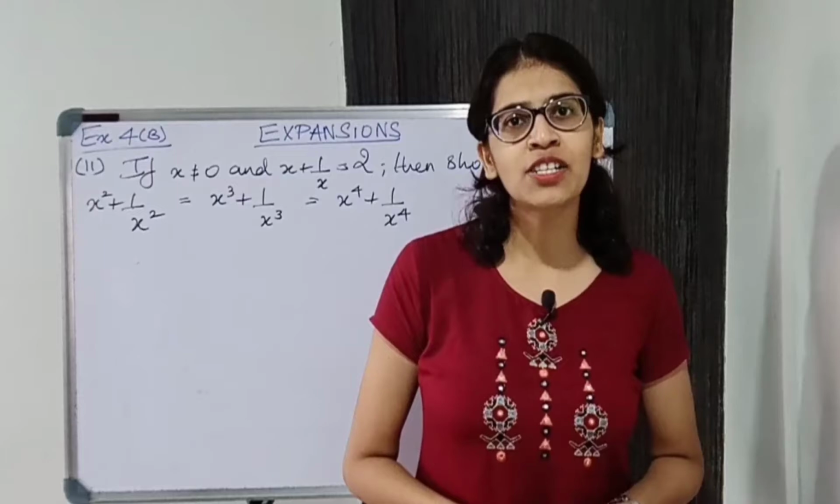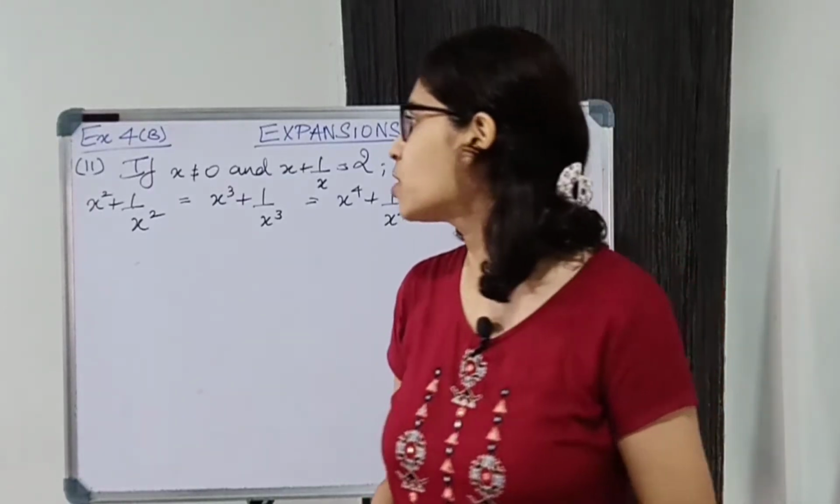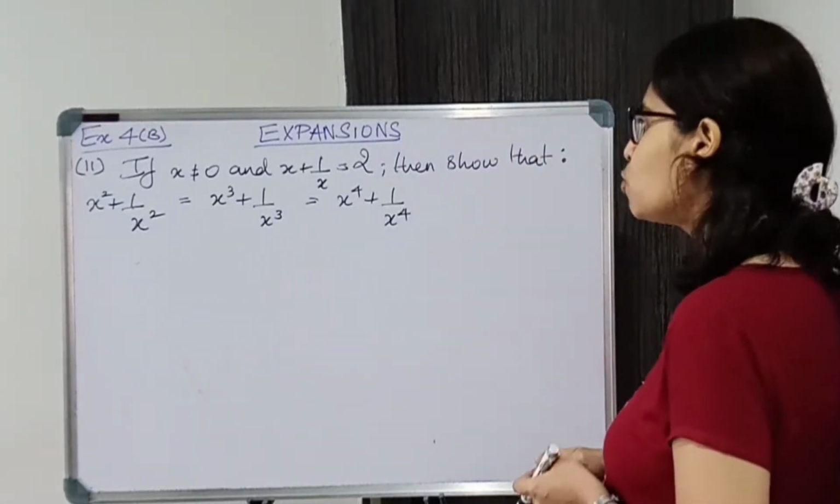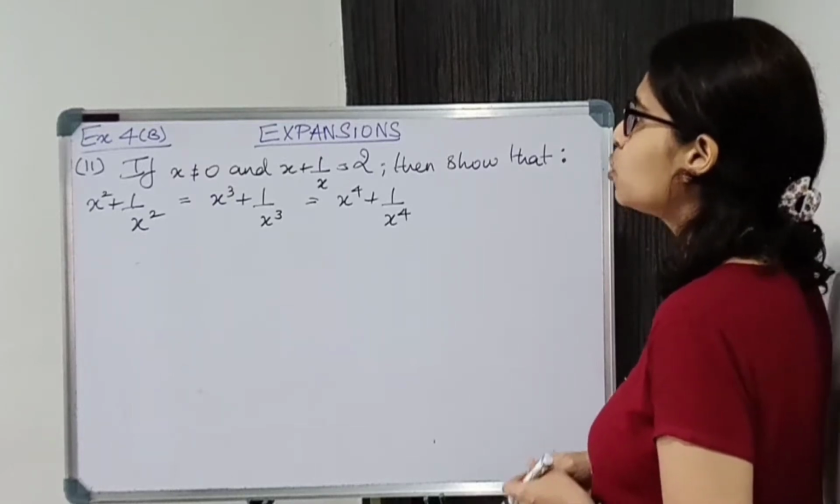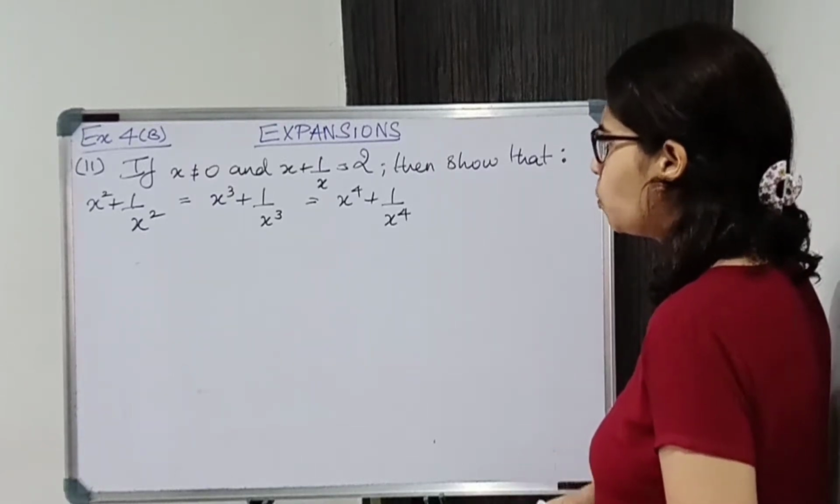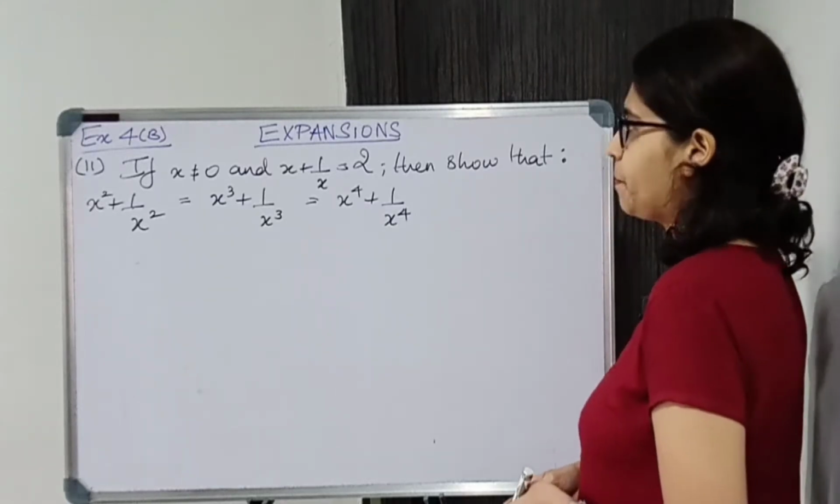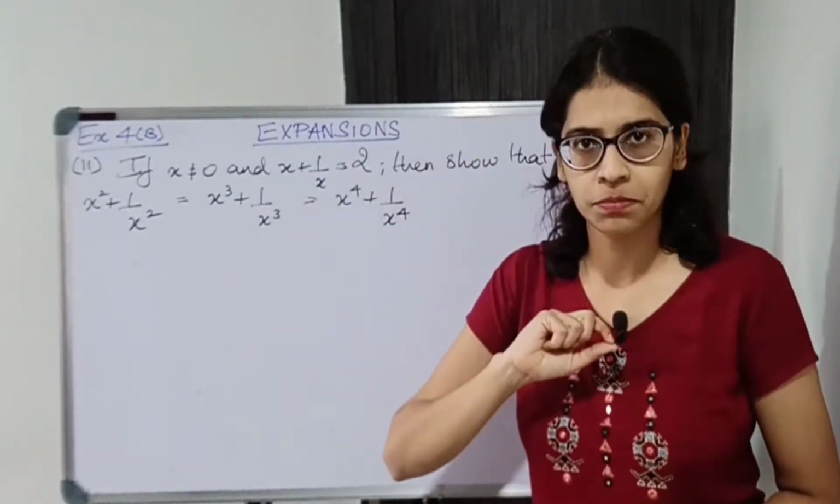In this video, we'll continue with exercise 4B from chapter expansions. Starting with question number 11: if x is not equal to 0 and x plus 1 upon x is equal to 2, then show that x square plus 1 upon x square is equal to x cube plus 1 upon x cube is equal to x raised to 4 plus 1 upon x raised to 4. We have to prove these three equal.